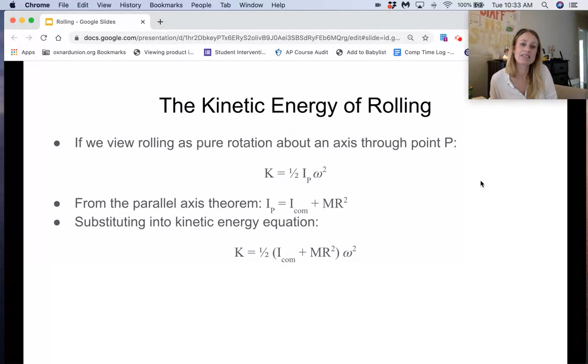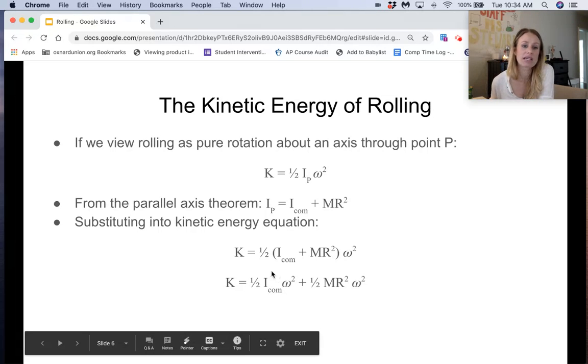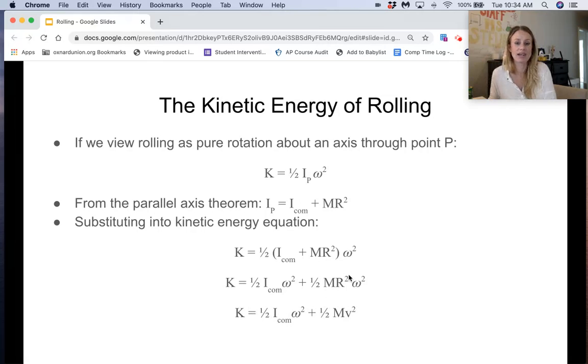And so we get this. And then what we're going to do here is distribute this omega squared. So when we distribute omega squared, we get 1/2 times I, our rotational inertia through the center of mass, times the angular velocity squared. And so this right here is the kinetic energy of rotation through the center of mass. And then right here we get plus 1/2 mr squared omega squared. But we know that omega times r is just linear velocity. So what we end up getting here is just linear velocity squared.